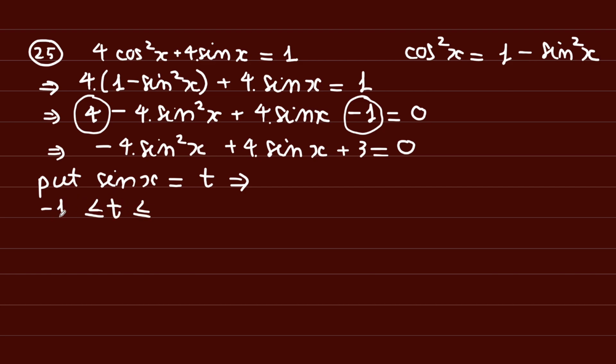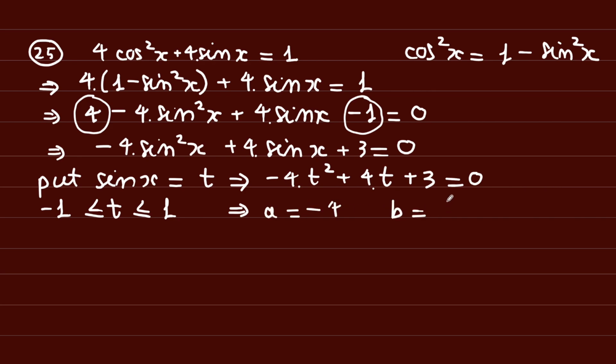About t, you got minus 1 and 1 in this case. And about sin h equal to t, the equation will become minus 4t squared plus 4t plus 3 equal to 0. And using the formula, a equal to minus 4, b equal to 4, and c equal to 3. Is that right? I think so.